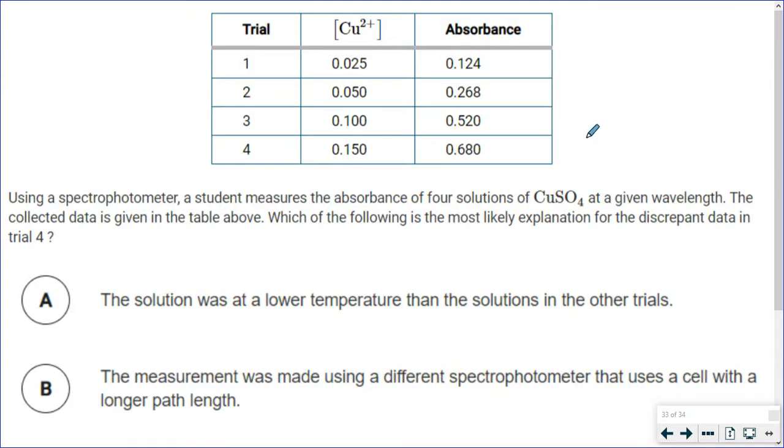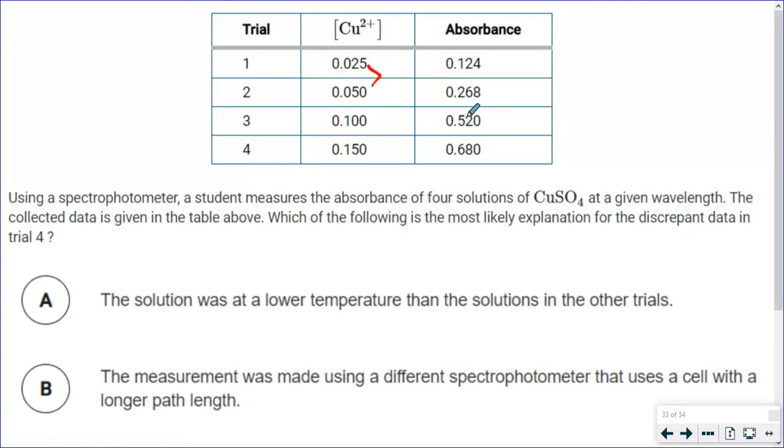Spectrophotometry. This is a Beer's Law problem. And just to refresh you with this problem, a student measures all of these samples, 4 different samples, and puts them in a colorimeter and measures the absorbance values. And they're asking what's the most likely explanation for the discrepant data in trial number 4. Well, trial number 4, why is this discrepant data? Let's look at that first.